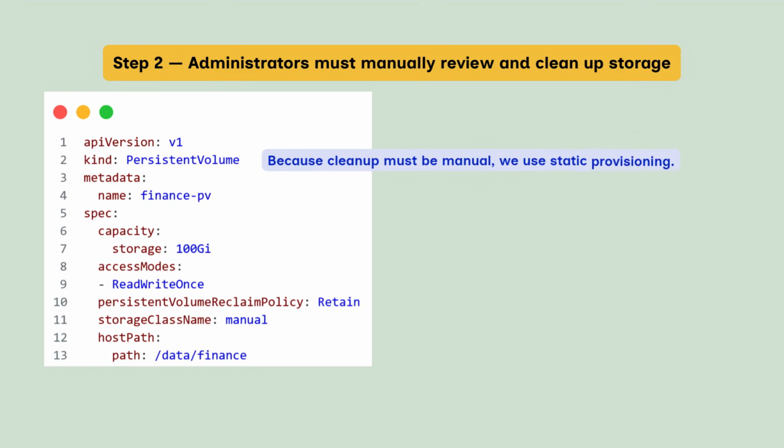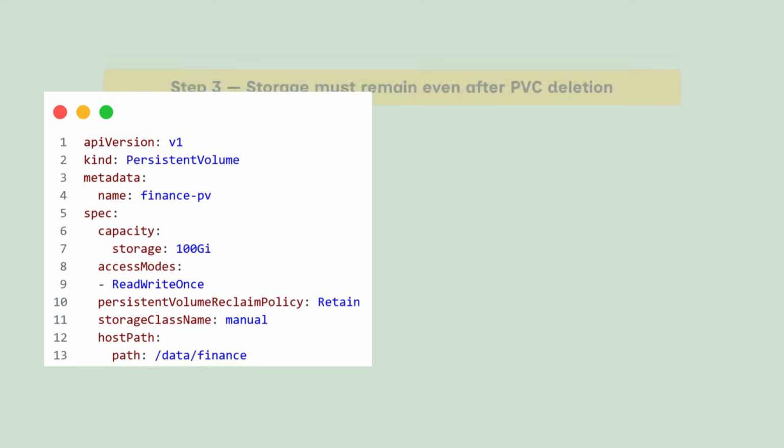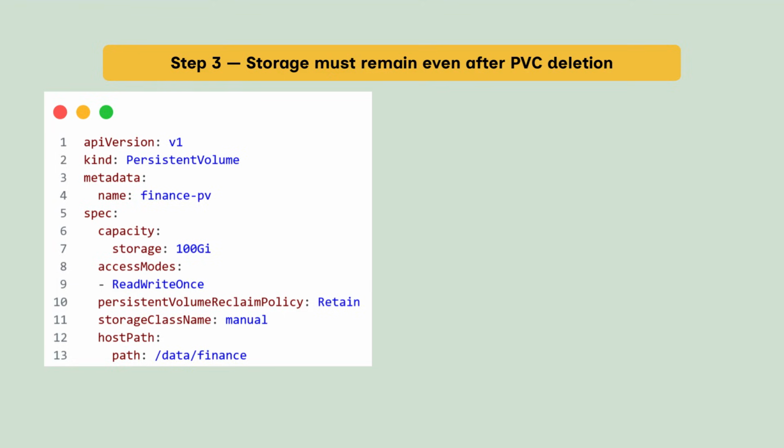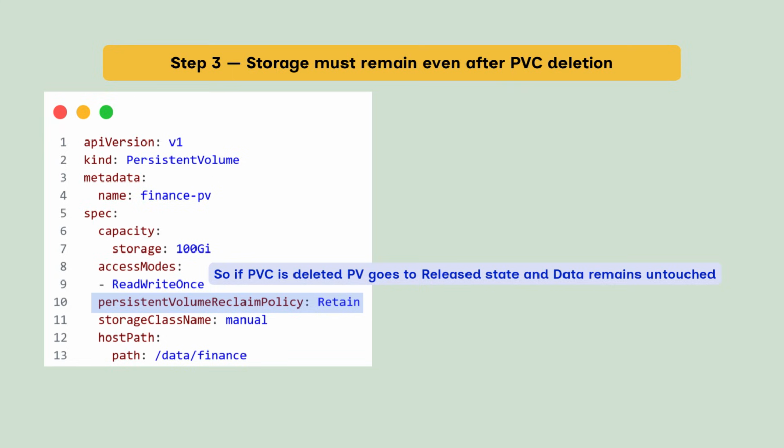Next, administrators must manually review and clean up storage. Because cleanup must be manual, we use static provisioning. So we create the PersistentVolume ourselves instead of dynamic provisioning. And now the PersistentVolume exists independently of applications. Next, storage must remain even after PVC deletion. To ensure data survives PVC deletion, the Retain policy stays in effect. So if the PersistentVolumeClaim is deleted, the PersistentVolume goes to the Released state and data remains untouched.